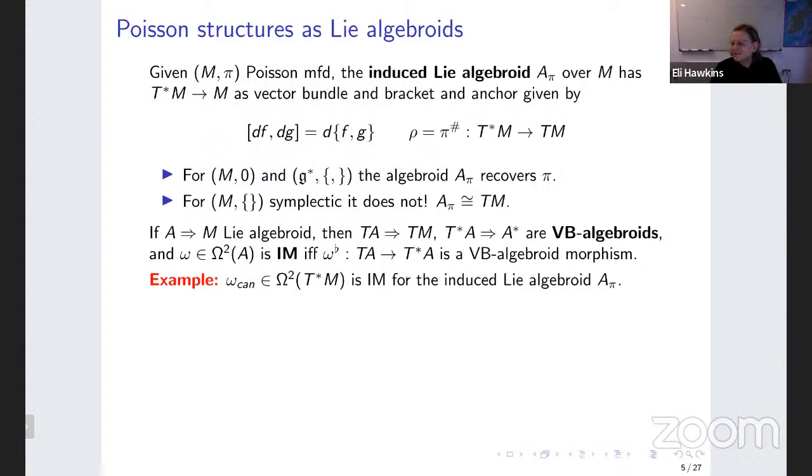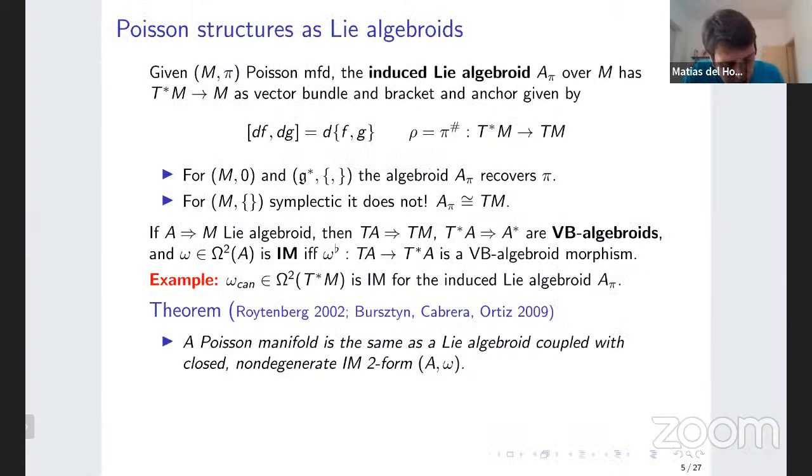So then the point is that, I guess many people work on this, but I remember the work of Dima Roytenberg, and then, as I was mentioning, Bursztyn, Cabrera, Ortiz, I think, were the first using this terminology of infinitesimally multiplicative and showing these compatibilities. We could say that Poisson structures have a very nice interpretation in terms of Lie algebroids.